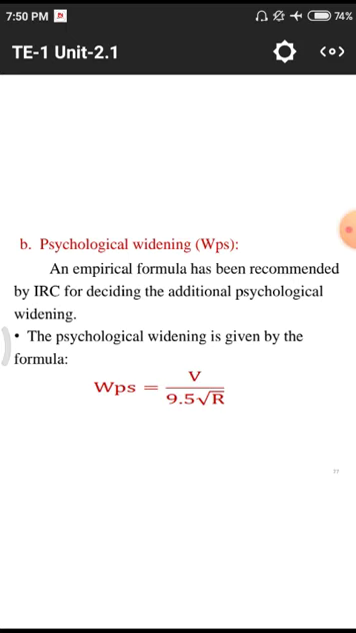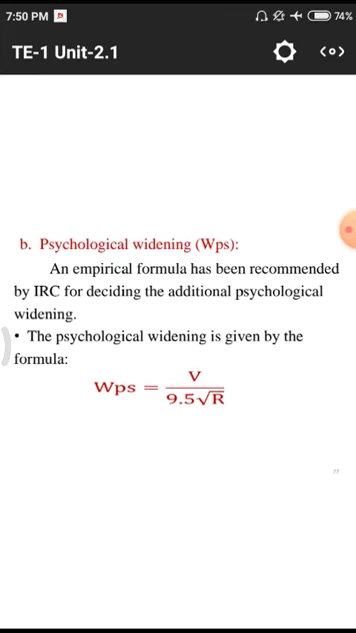The physiological widening has a given formula. It is given directly; there is no derivation for physiological widening. Only for mechanical widening do we have a derivation. We have a simple triangle with OA, OB and AB equal to L, OA equal to R1, OB equal to R2. By the triangular principle we find the mechanical widening formula Wm equal to L square by 2R for a single lane road, and for n lanes we have nL square by 2R.